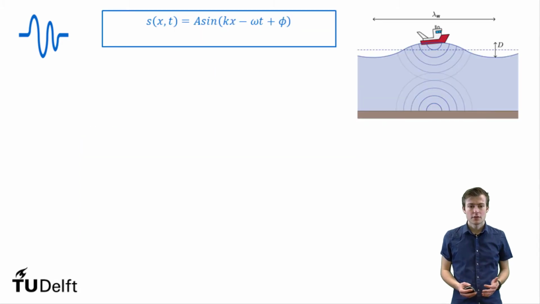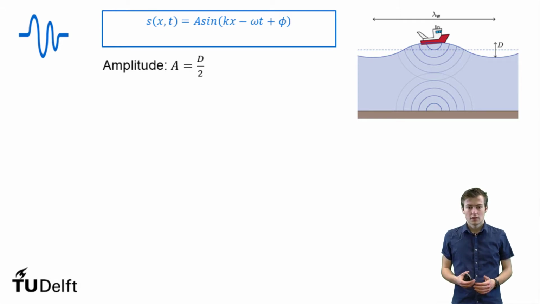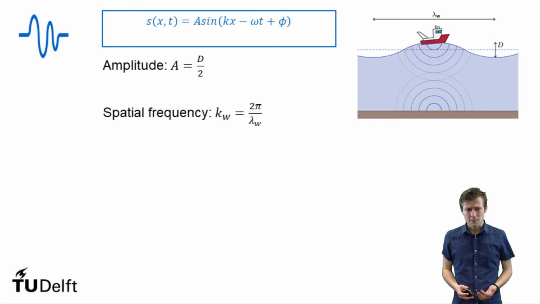Here we have our expression for our common traveling wave, which is S as a function of x and t, is A times the sine of k times x minus omega times t plus phi. In our situation, A is the amplitude, which is D over 2, since D is the distance from the top to the bottom, which is twice the amplitude. k is the spatial frequency, and in the lecture I was told that this is 2 pi divided by lambda, where lambda is the wavelength of our wave.